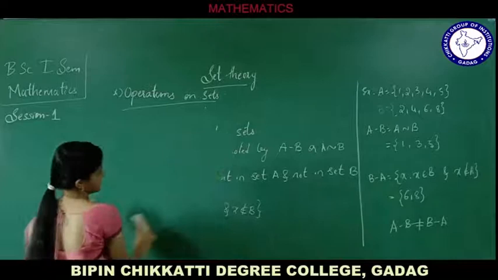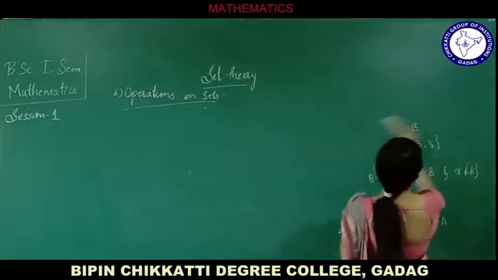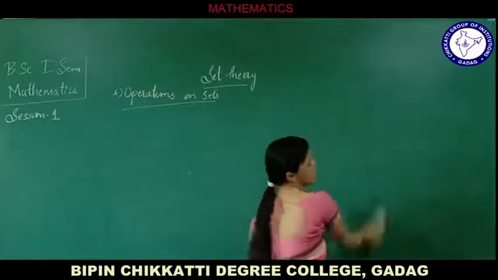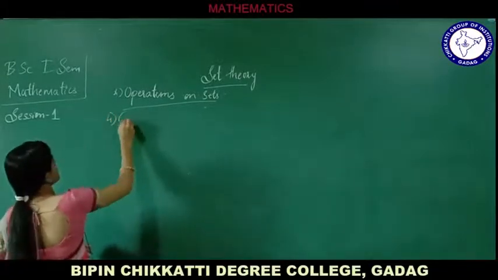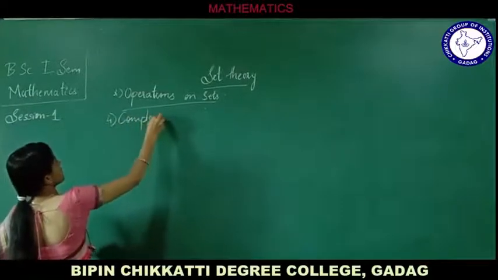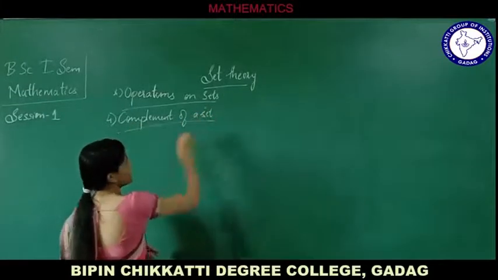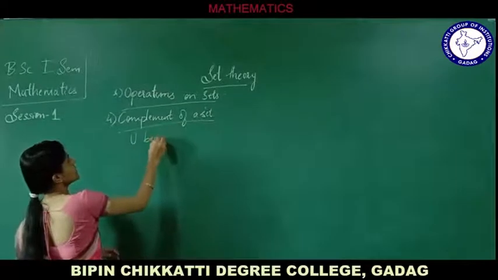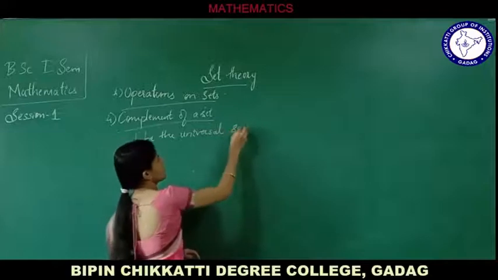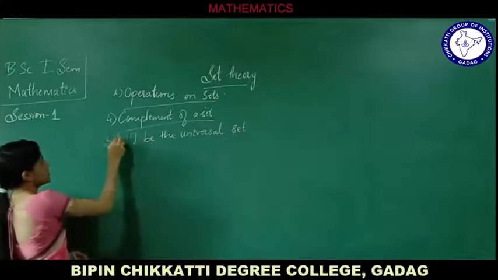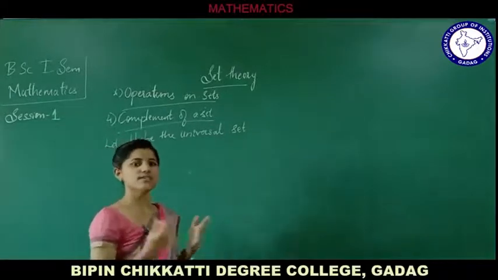Complement of a set. We all know about a universal set, right? So we are going to define a complement of a set with the help of a universal set. That is, next one is complement of a set. How are we going to define it? Let U be the universal set, and let A be any subset of U.